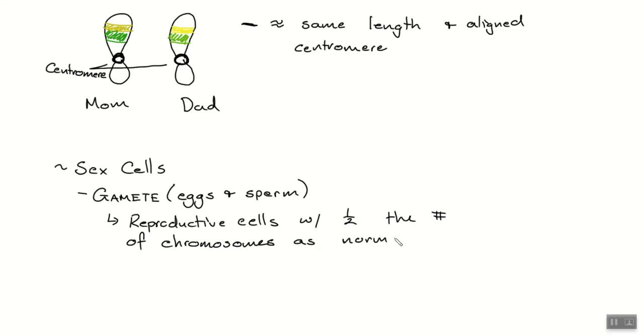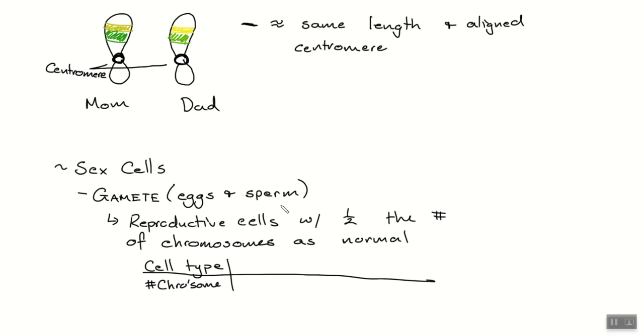Just to really emphasize this, we're going to have a small little table, and I'm going to do it horizontally. We'll do cell type, and then number of chromosomes. Just to drive this home, we have gametes, our eggs and our sperm, that have half the number of chromosomes as normal cells do.